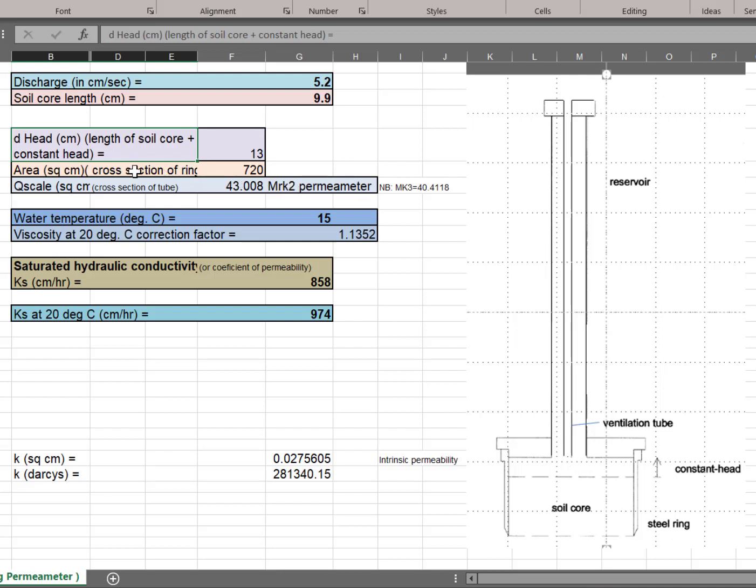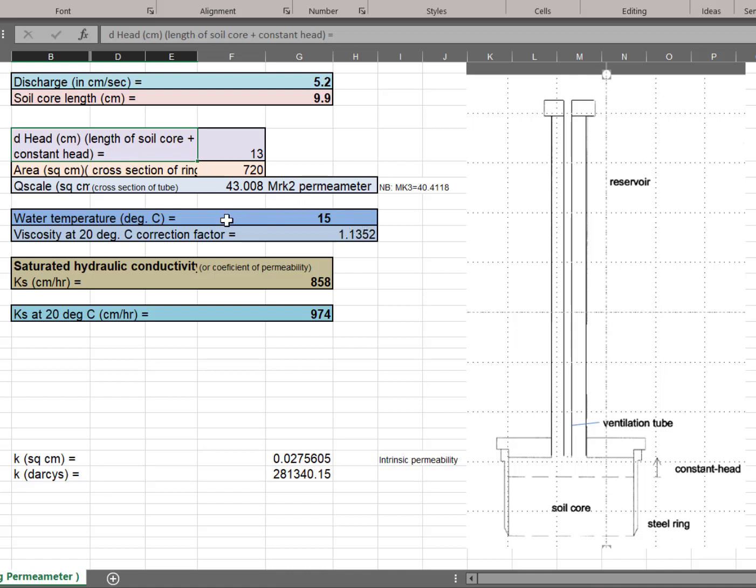We then have the cross-sectional area of the ring. So this is 720 square centimeters. This is the cross-sectional area of the coring, the steel ring, and then the cross-sectional area of the top tube. So in this case, it's just over 43 square centimeters.